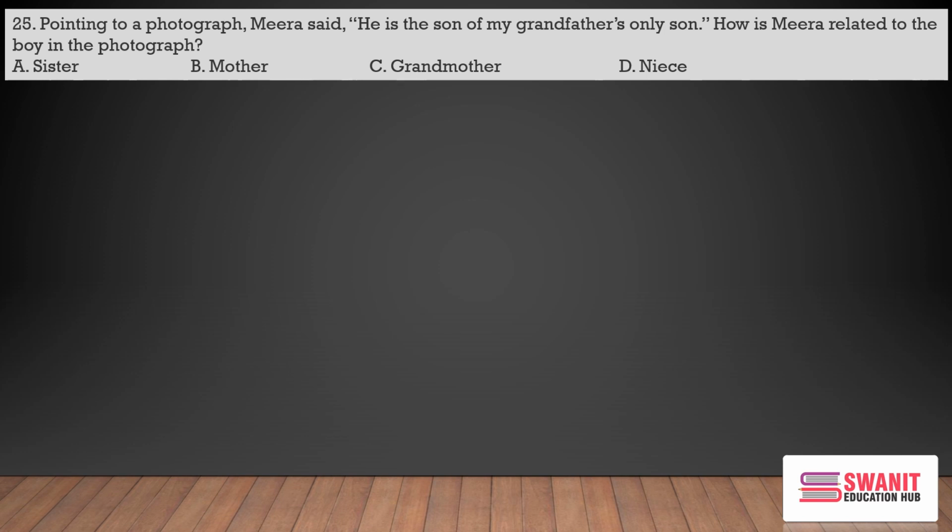So pointing to a photograph, Meera said, "He is the son of my grandfather's only son." My grandfather's only son, she must be talking about her father. He is the son of my father. So Meera says, pointing to a person in the photograph, that he is the son of my father. That means she's talking about her brother. So how is Meera related to that person? Answer is sister. That's how we solve a blood relation question.